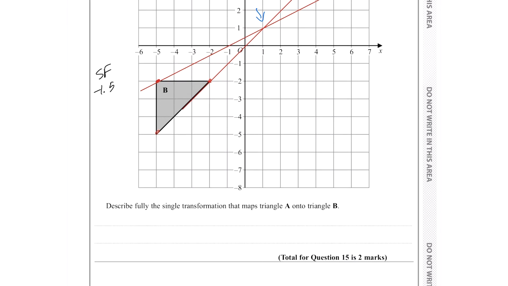So describe fully the transformation. So it's been enlarged by a scale factor of 1.5 with a center 1, 1.